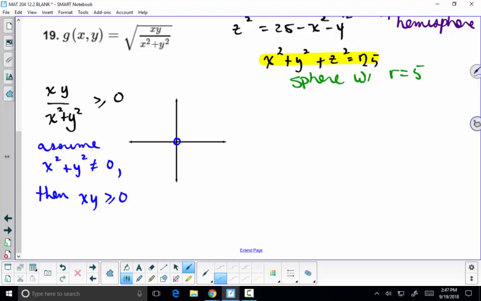Quadrant 1? Any number in quadrant 1. What about on the x-axis in this direction? Will those numbers work? No. No? We're all doing no. 0, 0. The only place where they won't work is at 0, 0.